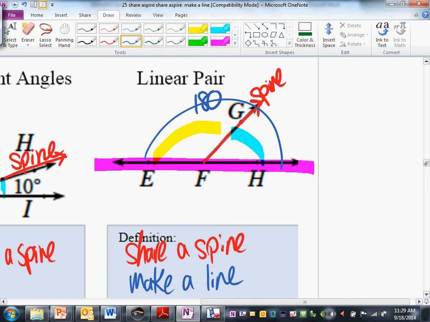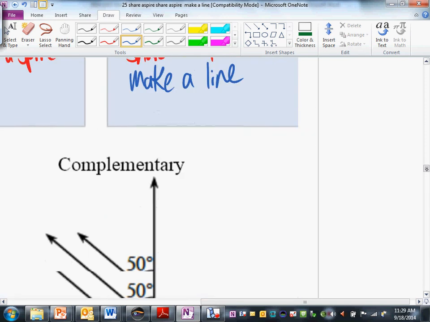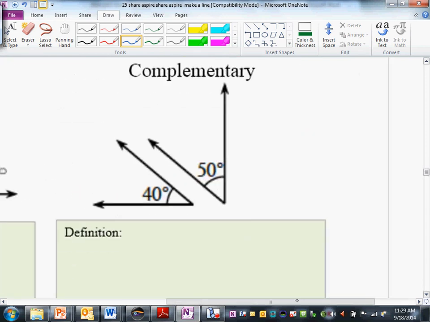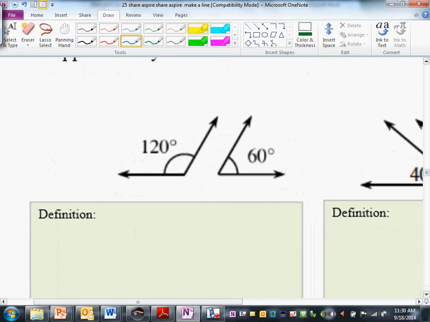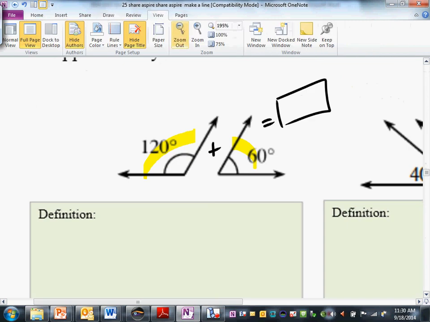Got 3 down, 2 to go. Share a spine, make a line. Complementary, supplementary. Say those 2 words. Complementary, supplementary. Okay, supplementary. Real easy. Ready? Sweep these. Add. And write down what they add up to. Okay, out loud. What do they add up to? 180. So supplementary are angles that add up to 180.